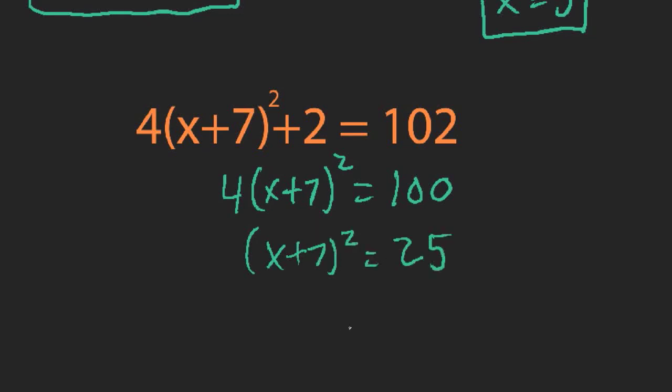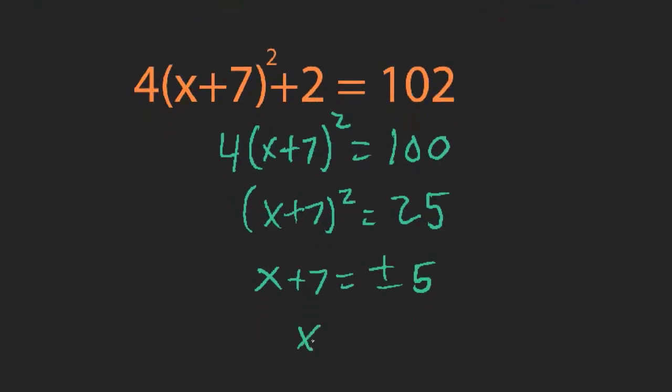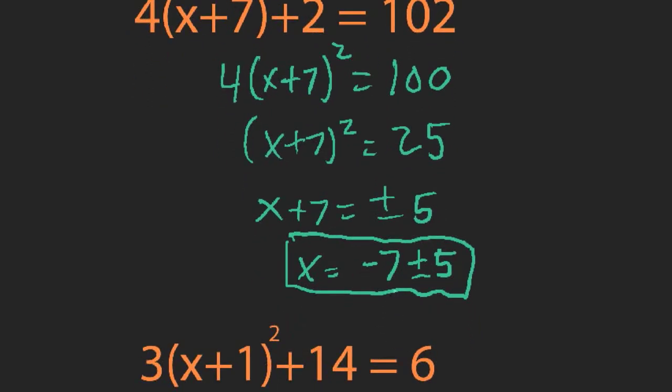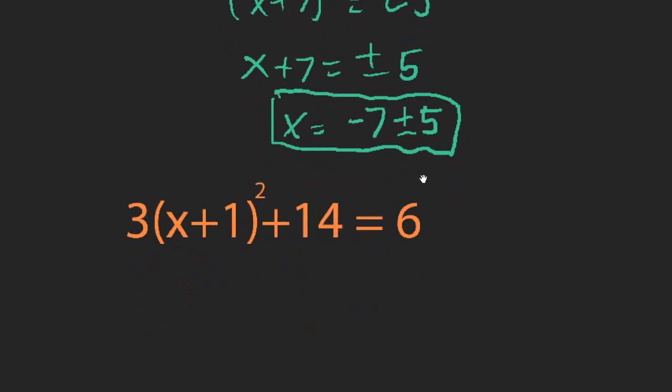Gives me 25. Take the square root, remembering my plus or minus. That gives me plus or minus 5. So our solutions are x equals -7 plus or minus 5. Alright, so again, one solution is with the plus, one solution is with the minus. So that would be -2 and -12.